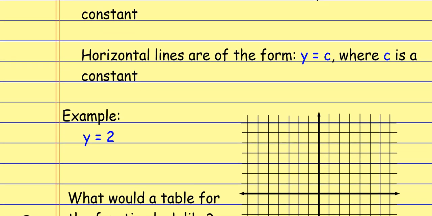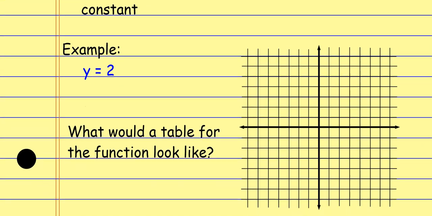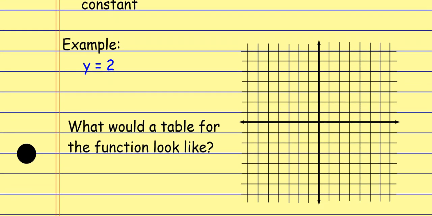Ready? So y equals 2. So y equals is a horizontal line. So think about where 2 is on your y-axis. It would be right here. And so now I just draw a horizontal line. And yeah, we just have to remember that y equals a number is a horizontal line.